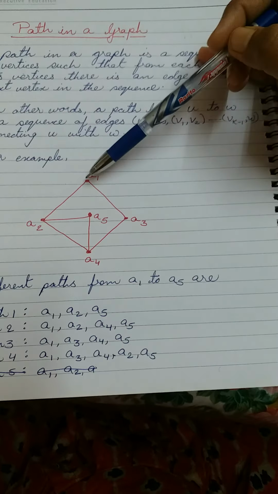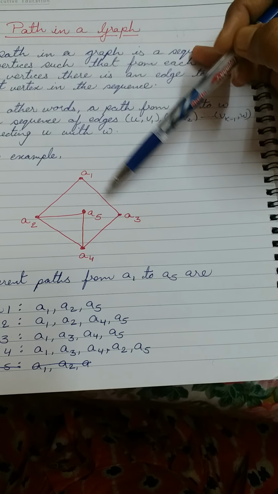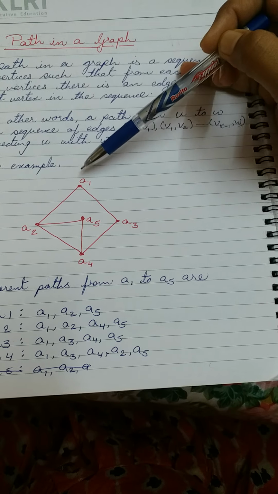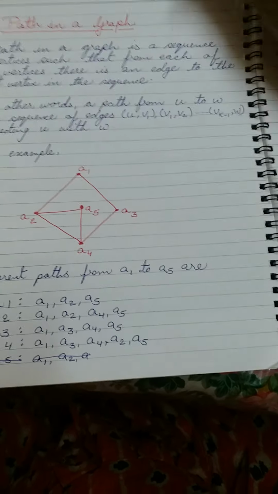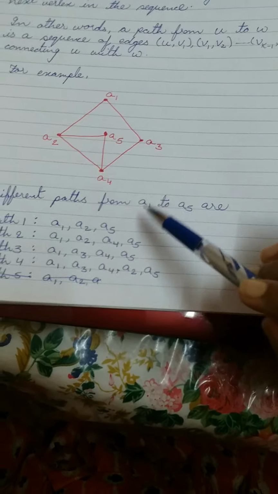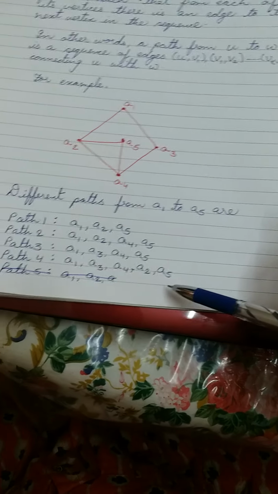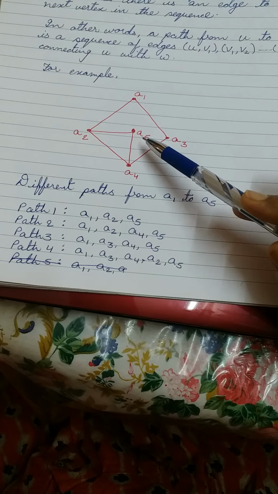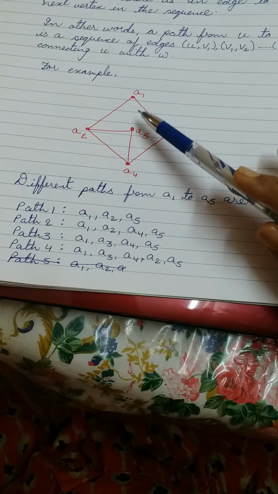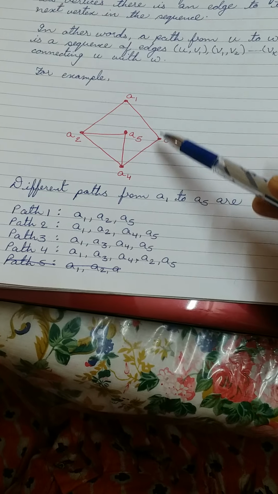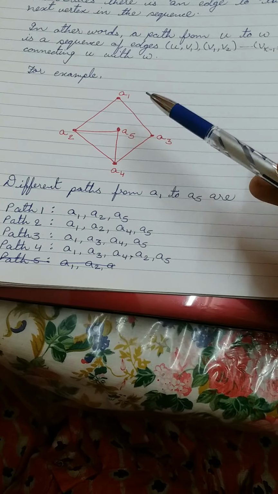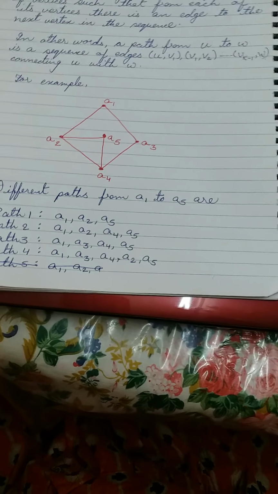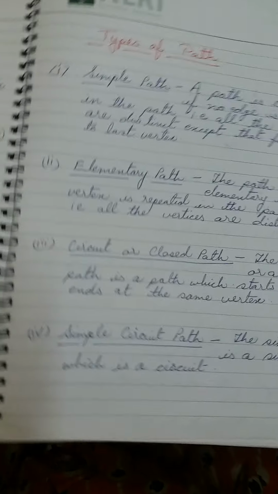We can reach A1 to A5 through A1, A3, A4, A5 and like that. In this diagram I have shown 4 different paths. Path 1 is A1, A2, A5. Path 2 is A1, A2, A4, A5. Path 3 is A1, A3, A4, A5 and path 4 is A1, A3, A4, A2 and A5. So there are different types of paths.